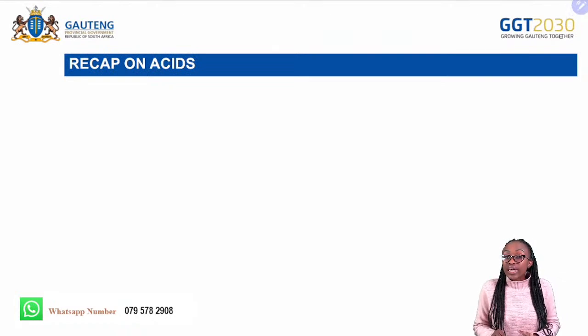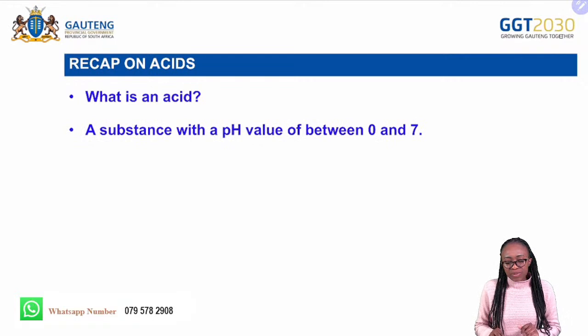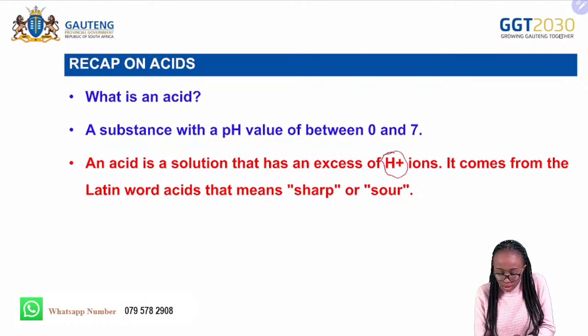So we're going to recap on acids. That was our first objective. Let's remind each other what we learned about acids. So we learned that an acid is a substance whose pH is between 0 and 7. And an acid is a solution that has an excess of hydrogen ions. How do we represent hydrogen ions? We write H+.